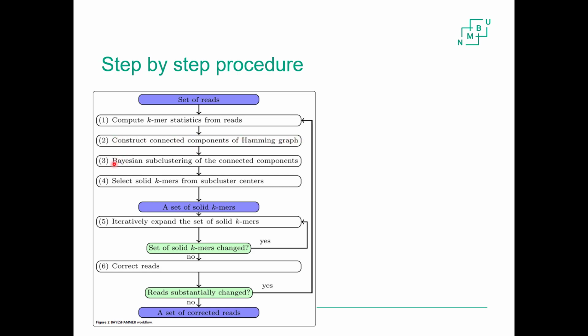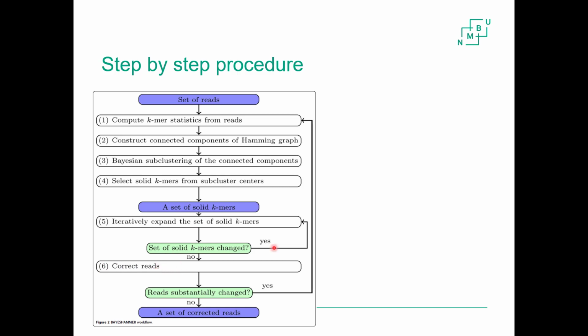Then there is a Bayesian subclustering of the connected components, and here is where this k-means clustering comes into the picture. So subclustering is the important thing here. Then from this they collect something they call solid k-mers. So we will see what this is. And then from these solid k-mers, we can expand the solidness in step number 5. We will also see this is pretty easy. And finally, correcting the reads.